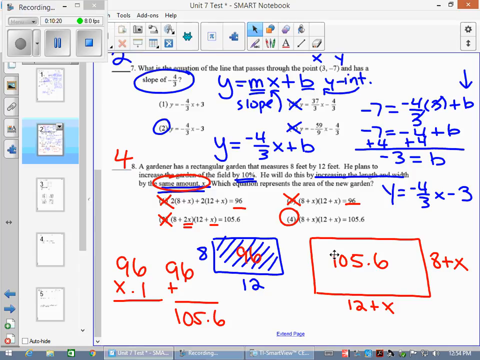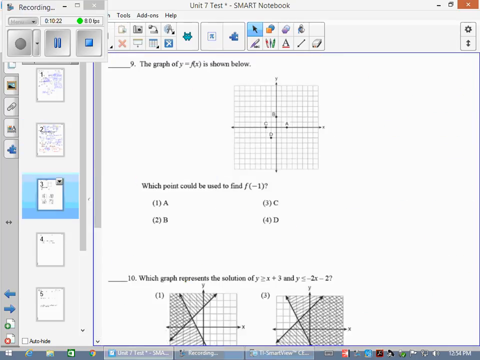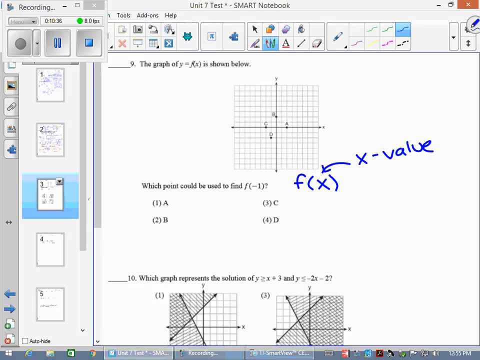Question 9, we're given a function f of x as 4 points. Which point would be used to find f of negative 1? Well, f of x means what's inside function notation is an x value. So if they're giving me f of negative 1, they're telling me x is equal to negative 1. So where is that happening on my graph? Well, here's negative 1. I go up, I don't see a point. I go down, and I see the point D. So D is telling me when x is negative 1, y is actually negative 2, since this is the point negative 1, negative 2.